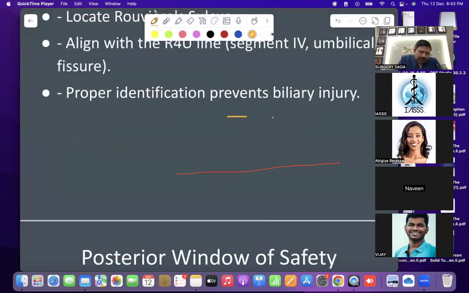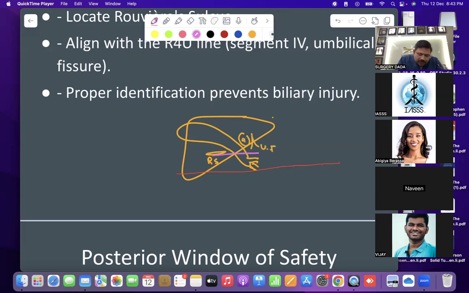Whenever we have the gallbladder, we are often tempted to look at the gallbladder and start the dissection. Remember, there is a sulcus which is known as Rouviere sulcus. This is the segment 4. And here there is a fissure which is known as umbilical fissure. This line is known as R4U line.